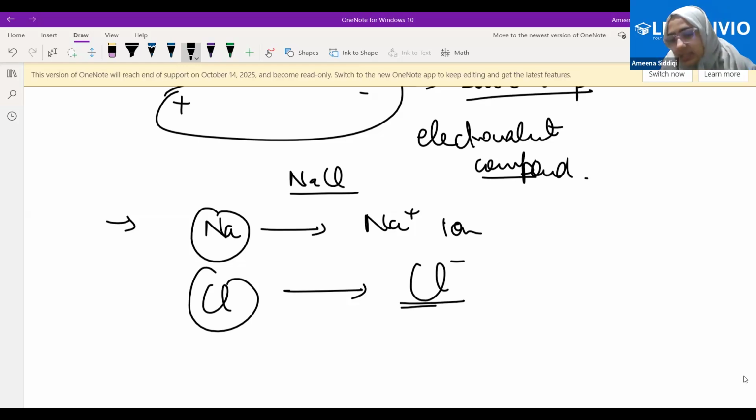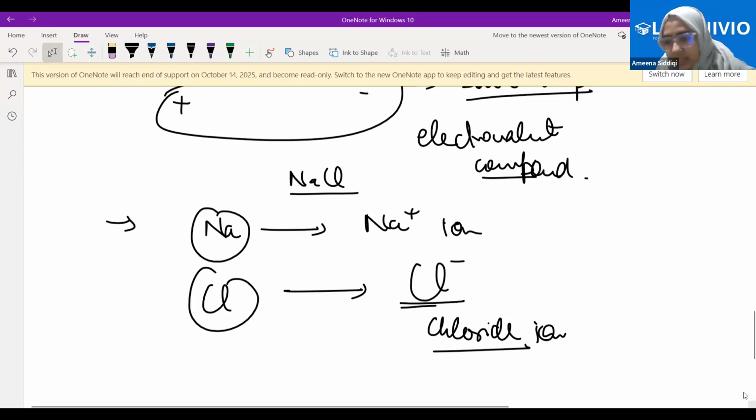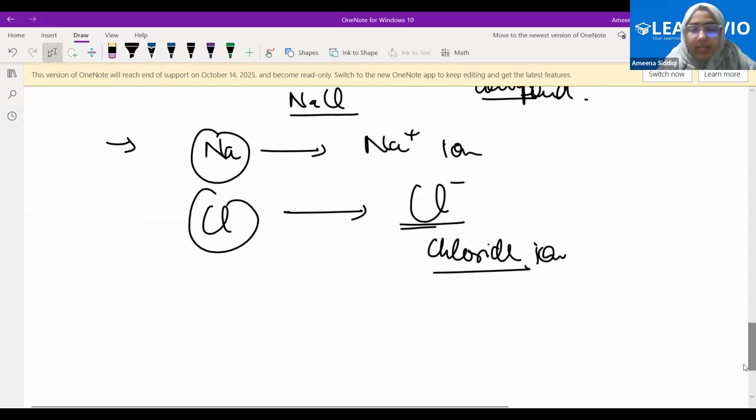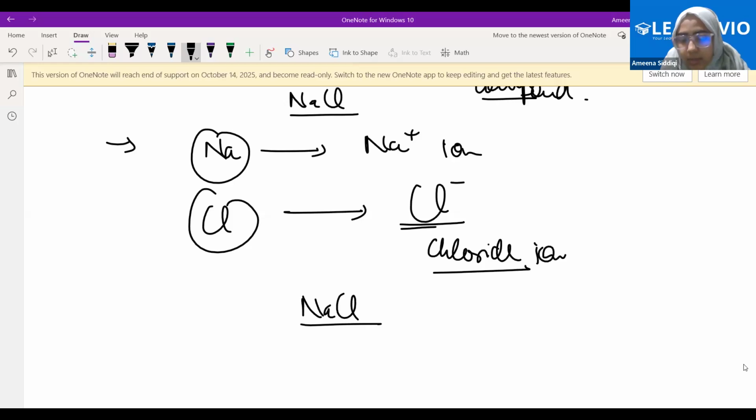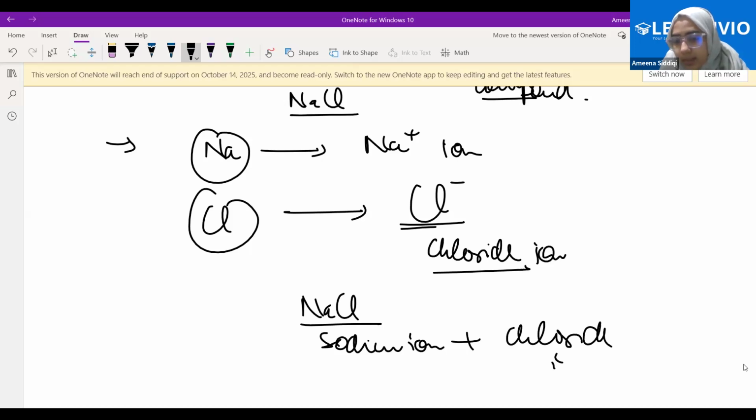Excellent. So whenever the atom is gaining a negative charge, its name will change and it will become chloride ion. Sulfide ion, nitride ion, oxide ion, bromide ion. So the name will change. Is it fine? Once the name is changed, what is happening here? These two ions are combining, bonding to each other to form the compound. Therefore, the name of the compound will be sodium chloride, because sodium ion is bonding to chloride ion.